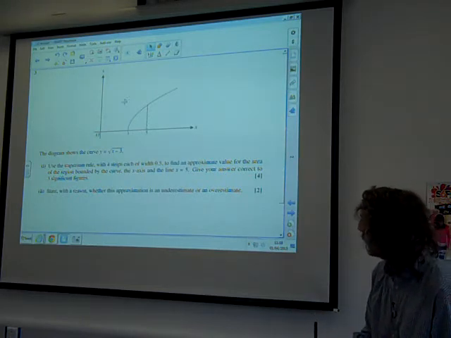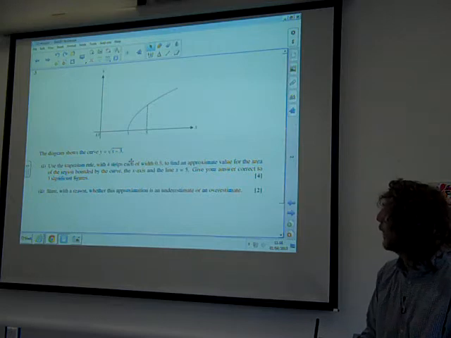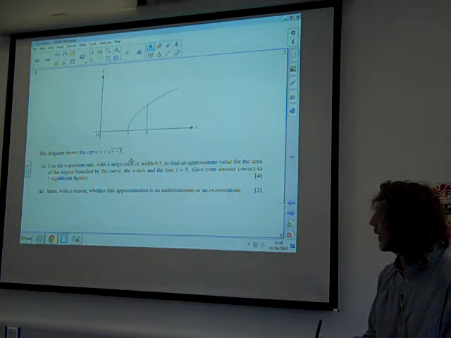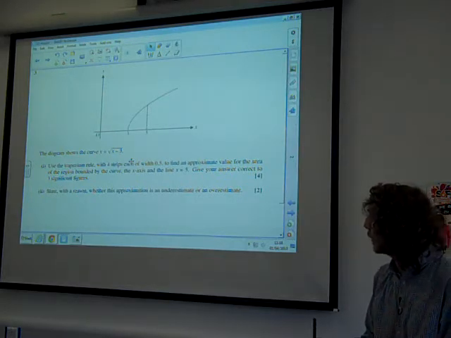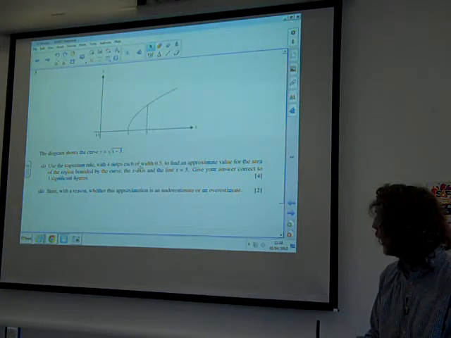Yes, good. Right, use the trapezium rule with 4 strips, each of width 0.5, to find an approximate value for the area of the region bounded by the curve, the x-axis, and the line x equals 5. Give your answer correct to 3 significant figures. Right.